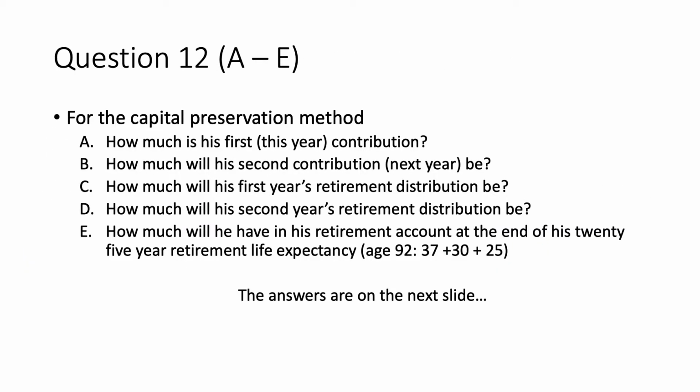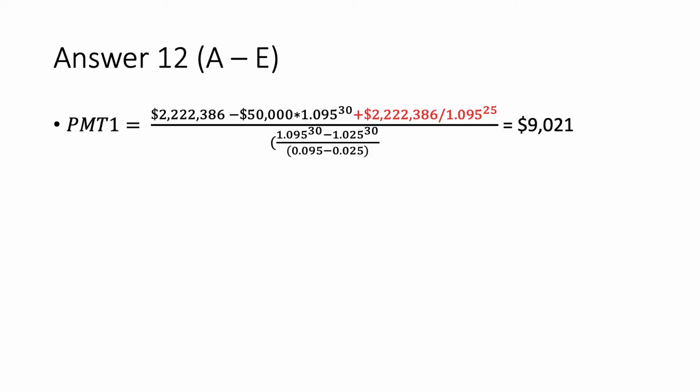How much is his first contribution? So it's the capital preservation method. It's the same questions. What I've showed you from the formula that we did for the annuity method is that all you do is add in what I did in red there, and what you're adding in is the present value of the amount needed to fund his retirement at retirement age. That in red calculates the present value over his 25-year retirement life expectancy. It finds the present value of the $2.2 million.